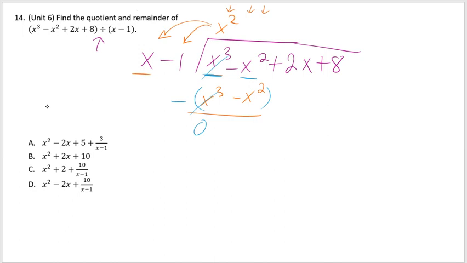Negative x to the second power minus negative, so that ends up becoming a plus. So you're actually adding an x squared right here because of these double negatives, and that cancels as well. So you're left with nothing from these two. So we drop these two parts of the polynomial, and now we have 2x plus 8 that we need to divide by x minus 1.